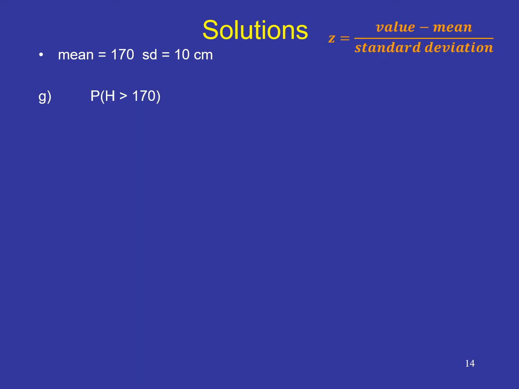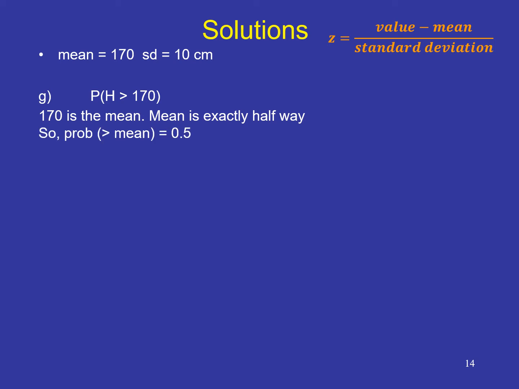Part G asks for the probability that someone's height is more than 170. Well, 170 is the mean. The mean is exactly halfway, so half the people are going to be above the mean and half the people are going to be below the mean. So the probability of being above the mean is just 0.5.